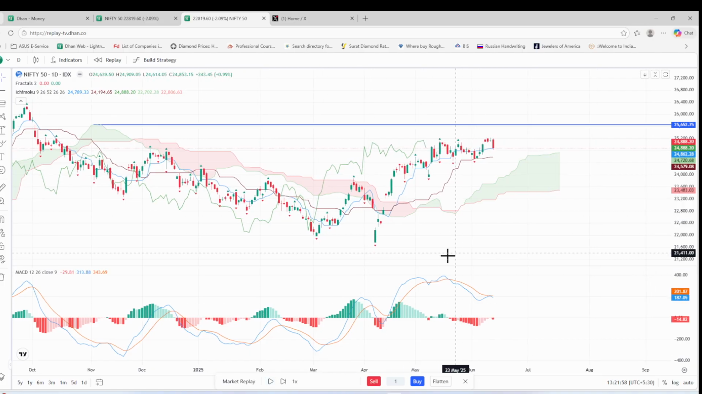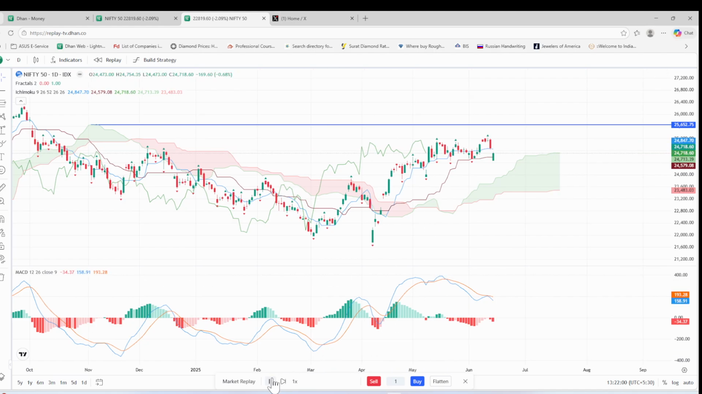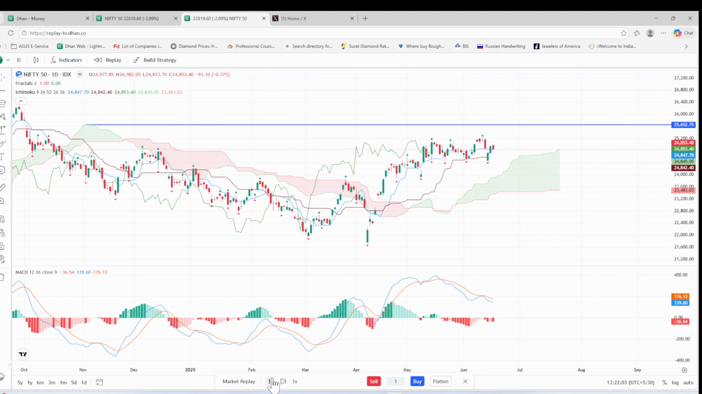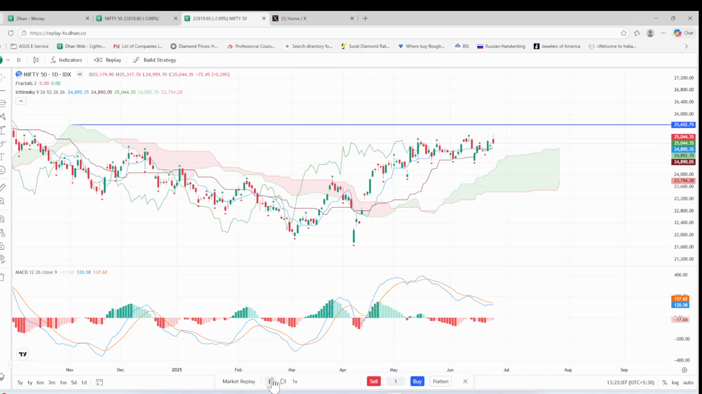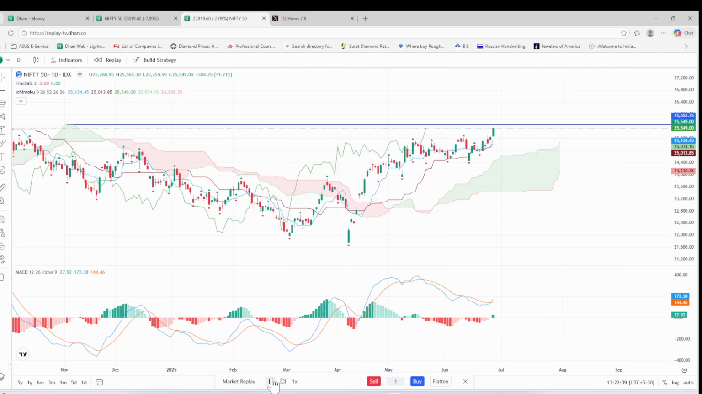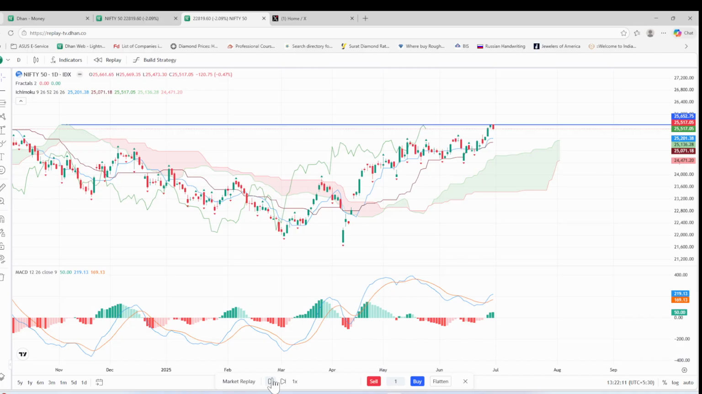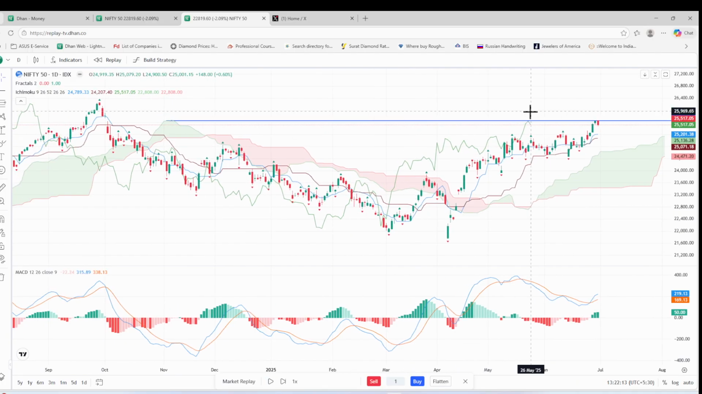Or it might come back also. No, don't know. Too much crowd behavior can be seen in the indices. Okay, so now it hit the target. Did it hit the target, my friends?